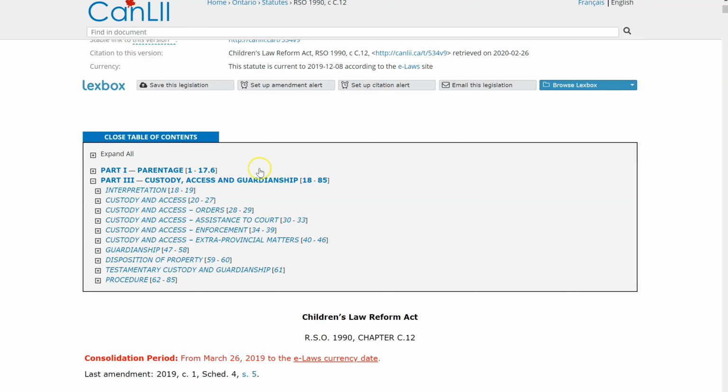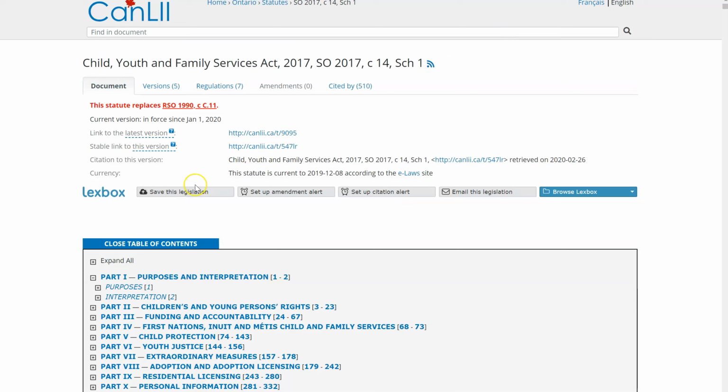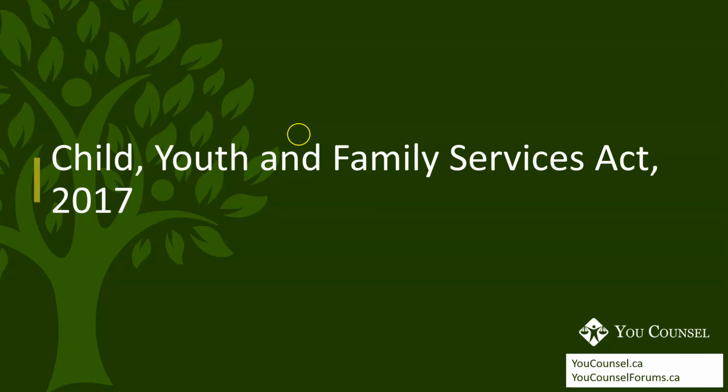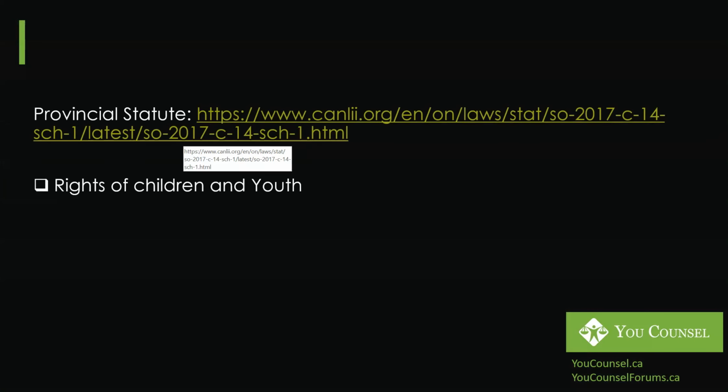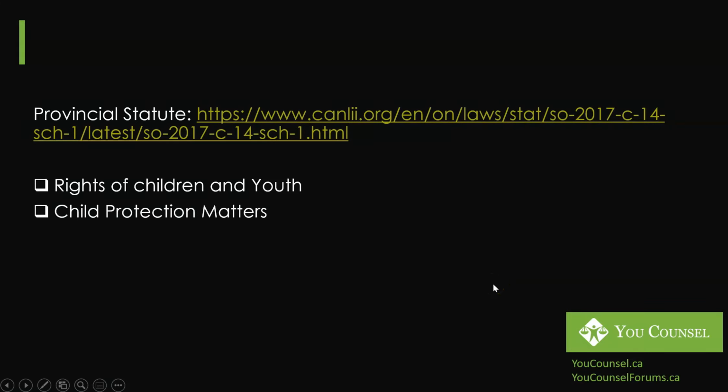The final legislation that I want to talk about today is called the Child, Youth and Family Services Act, 2017, which is right here. Again, it's an Ontario statute, SO. Essentially, this provincial statute deals with the rights of children and youth. It specifies what their rights are and deals with child protection matters. So children's aid society and foster parenting are all covered under this particular legislation. But what is also important to know is that all adoption matters are also dealt with under this specific legislation.